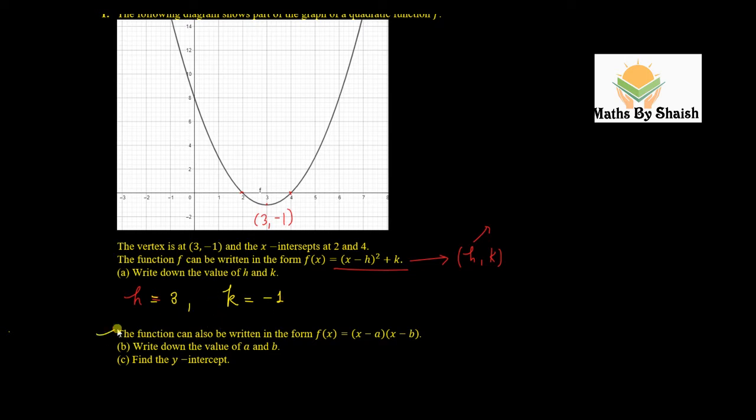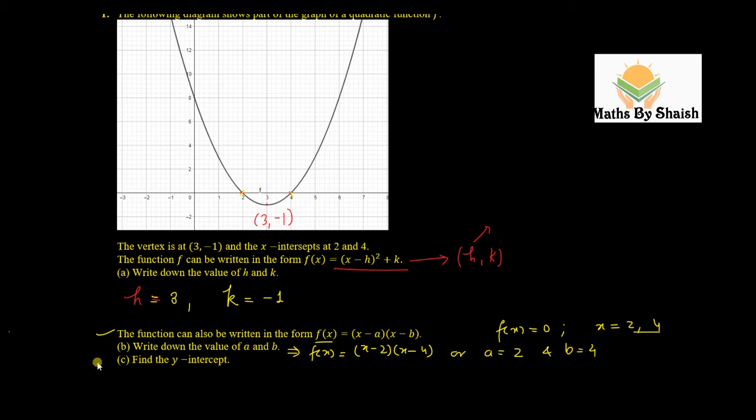And the next part is, the function can also be written in this form, and we know that the x-intercepts are actually known as the roots of the quadratic curve. If we solve f(x) = 0, we should get two roots, and those two roots are actually 2 and 4. So we can compare it and write directly that f(x) = (x - 2)(x - 4), or a is equal to 2 and b is equal to 4. I hope it is clear.